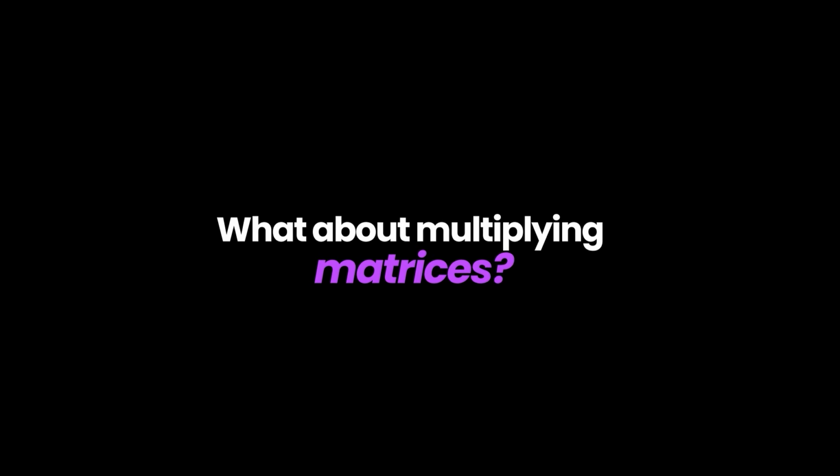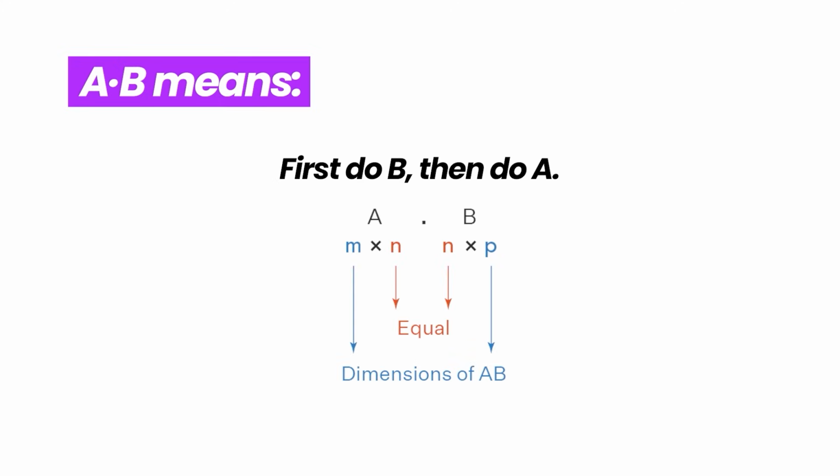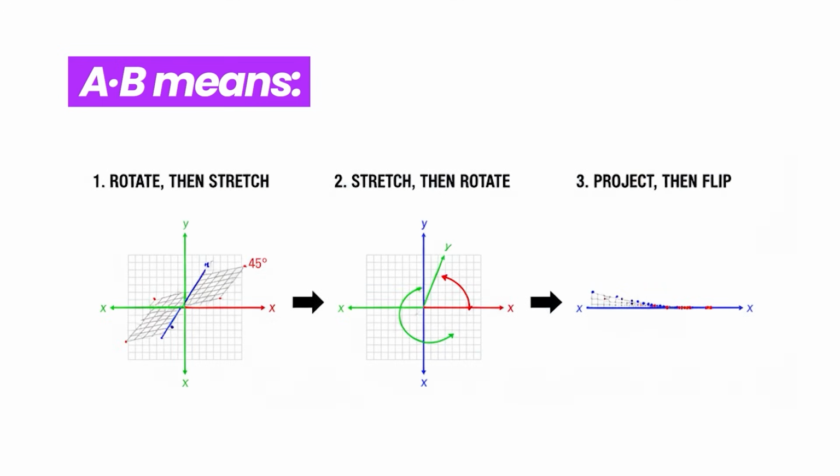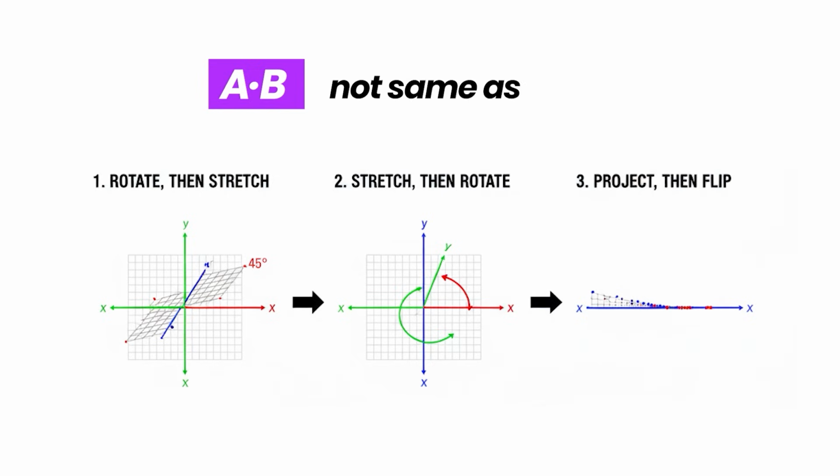What about multiplying matrices? A times B means first do B, then do A. So matrix multiplication is just combining transformations: rotate, then stretch, then rotate, project, then flip. The order matters. Doing A then B is usually not the same as B then A. So matrix multiplication is about one machine after another.